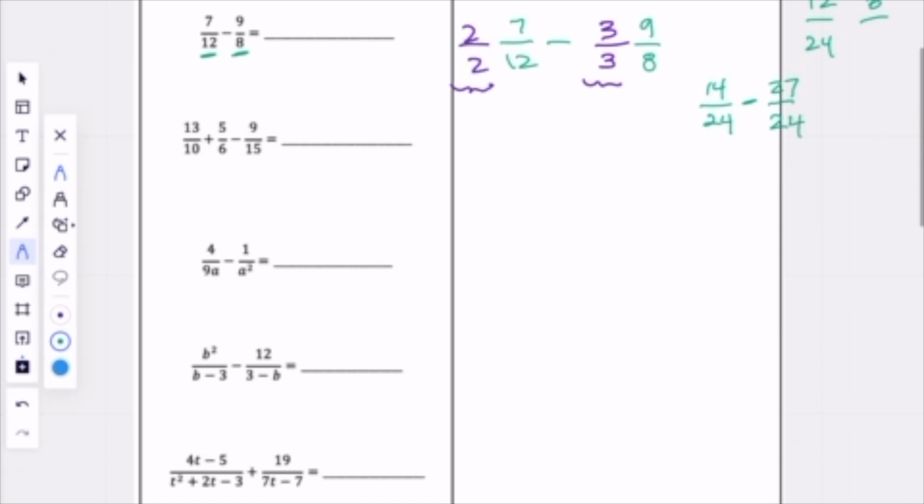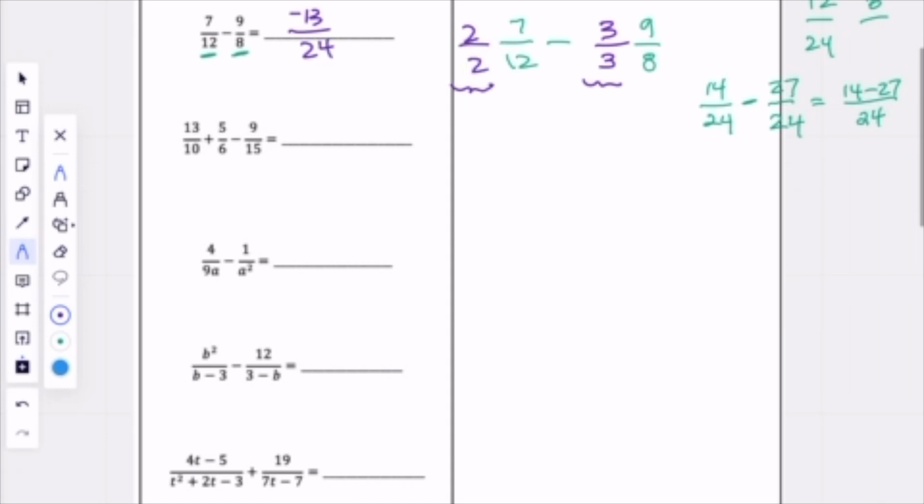And since we have like terms, we're just going to take that 14 minus 27 and place that over 24. Now, of course, 14 minus 27 is going to be negative 13. And so we will end up with negative 13 over 24.